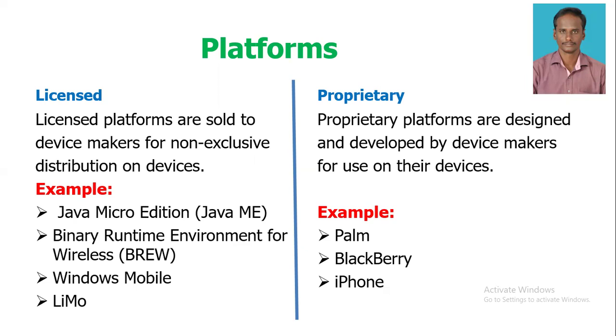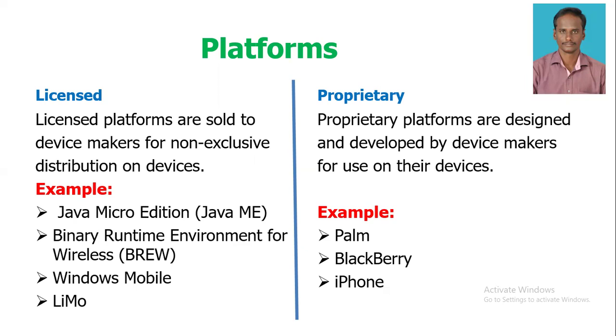The next one is Limo. Limo is a Linux-based mobile platform created by the Limo Foundation. Although Linux is open source, Limo is a licensed mobile platform used for mobile devices. Limo includes SDKs for creating Java native or mobile web applications using WebKit browser frameworks.